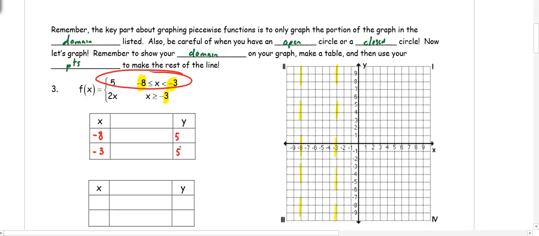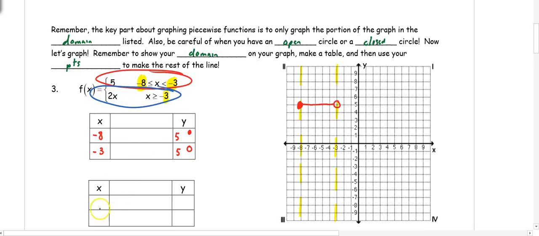So at -8, the inequality sign by -8 has a bar underneath it, so it gets a closed circle. The inequality sign by the -3 has no bar underneath it, so it's an open circle. So we're going to go to -8, 5 and put a closed dot. We're going to go to -3, 5 and put an open dot. We're going to connect those 2 points. Then the second equation is 2x when x is greater than or equal to -3.